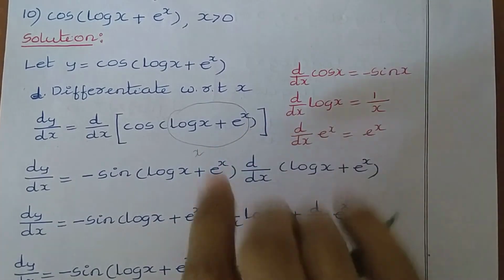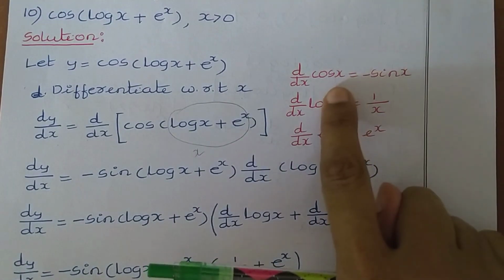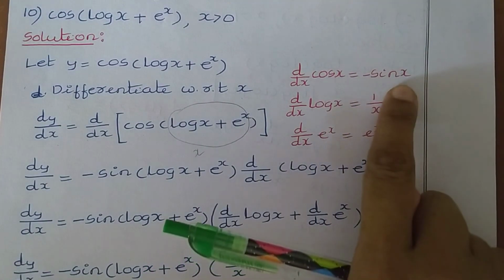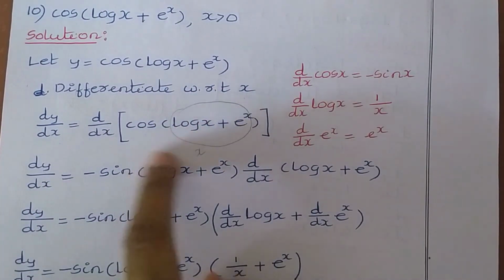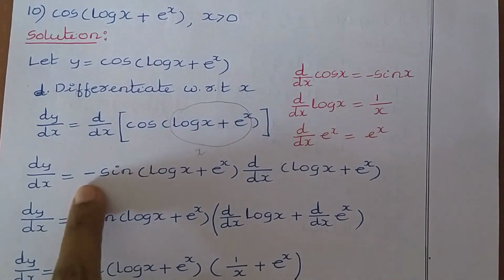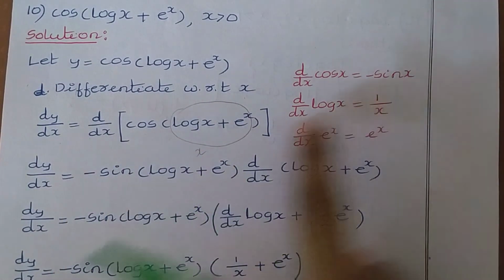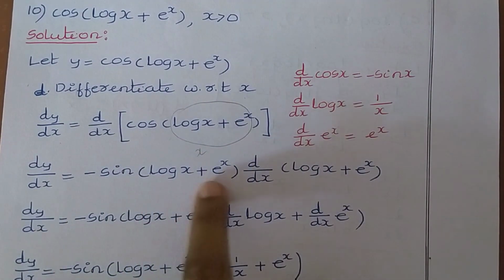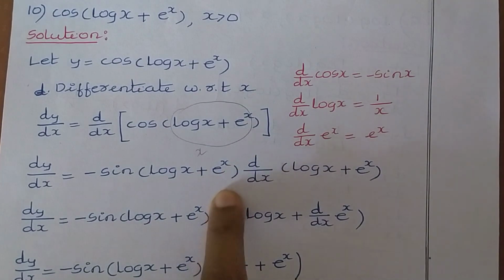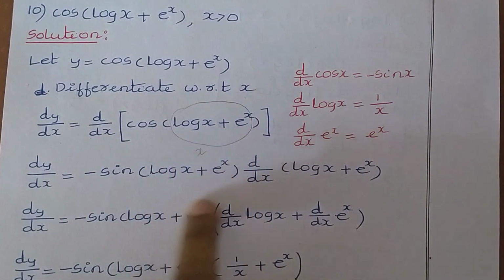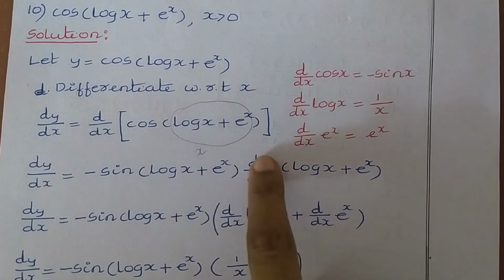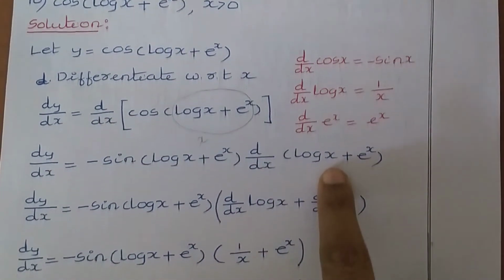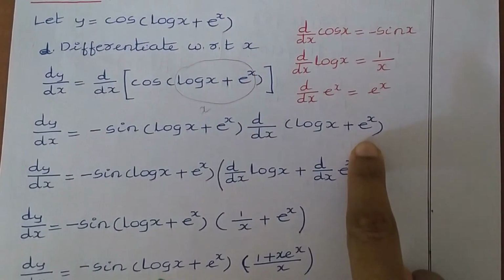Here we have cos of (log x plus e to the power x). This is x now. So the derivative of cos x is minus sin x. In the place of x we have this, so we can write the derivative of this as minus sin x, where x means this, log x plus e to the power x. Further, again we have to find the derivative of this, that is by applying the chain rule. So d by dx of log x plus e to the power x.